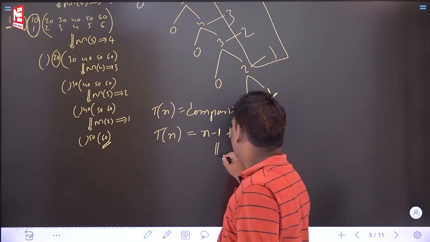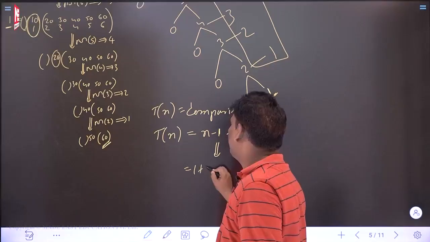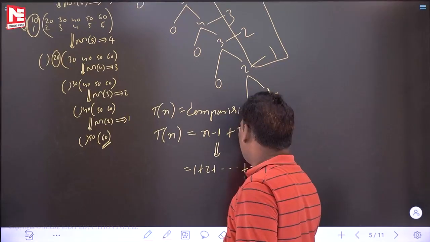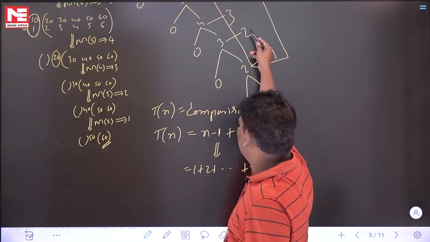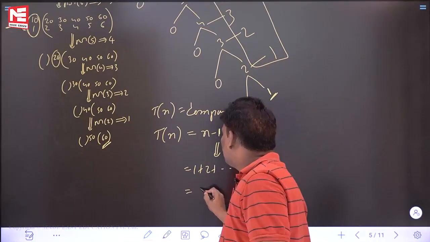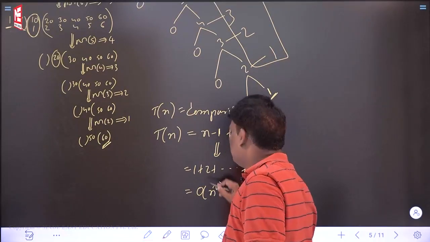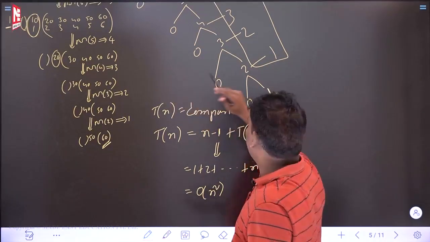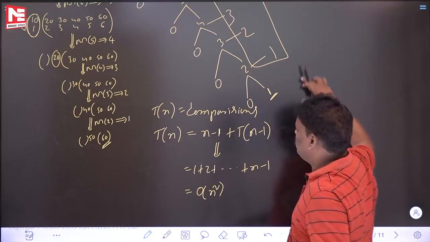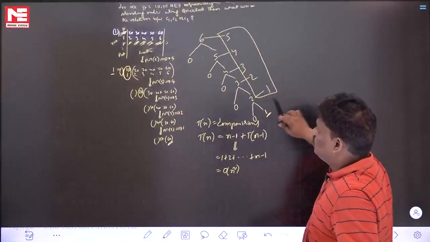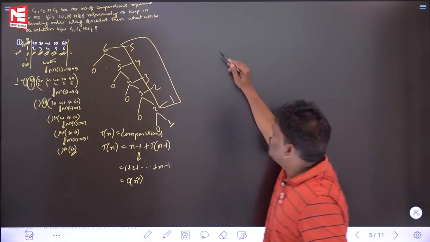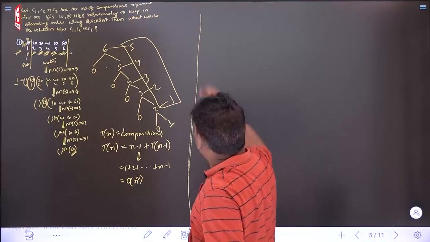If you solve this one, what is the answer? This kind of series will come: 1 plus 2 plus and so on up to n minus 1. Sum of n minus 1 natural numbers, see this, right? Which goes to, what is the answer? Big O of n square. For this particular input, the number of comparisons is n square. Right? For this kind of input, the number of comparisons is n square.